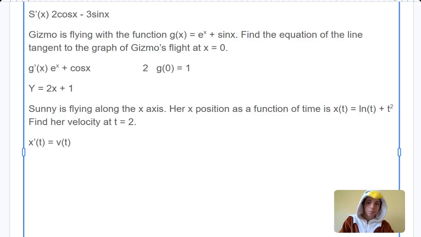And the derivative of the natural log is 1 over x. So we have 1 over t. And from the power rule, t squared is going to be 2t. Now, at t equals 2, that's just going to be 1/2 plus 2 times 2. So that's going to be 4.5.